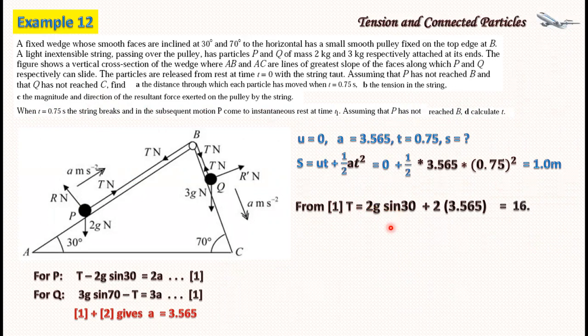So our tension, that's the B part. Okay, we skipped out this part. The tension in the string, tension is 16.93 newtons. Okay, the magnitude and direction of the resultant force exerted on the pulley. The magnitude and direction of the resultant force exerted on the pulley.